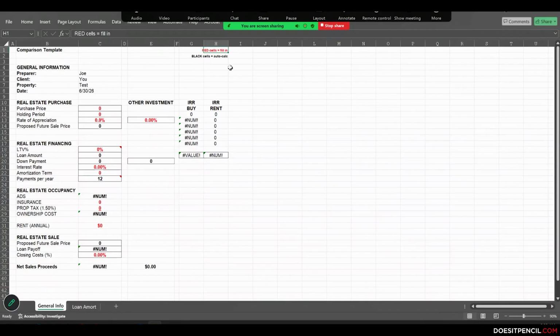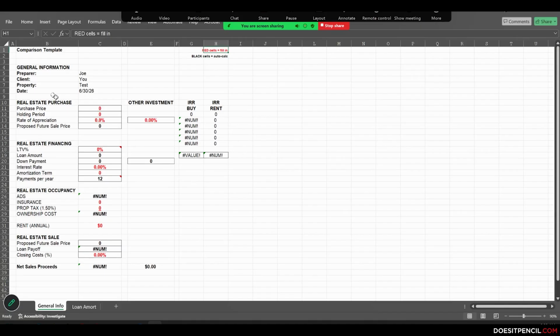says red cells equals fill-in, black cells equals auto-calc. So very important that you remember you only fill in the cells that are red. Do not touch the ones that are black. Okay, this sheet is not locked. So if you corrupt a cell, it's going to be corrupted. And this is going to be in the Society backend. So you'll be able to download this anytime you want if you lose it or mess it up or whatever. But just remember, you just fill the stuff that's red, the stuff that black auto calculates.